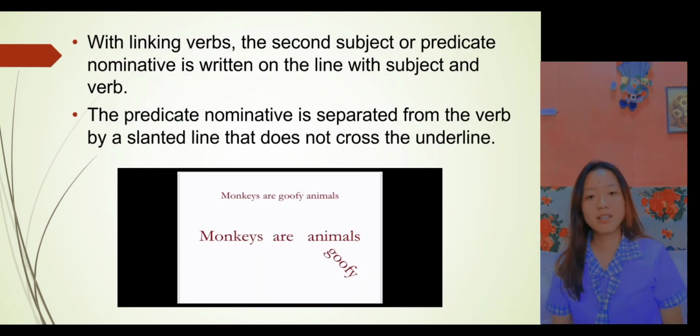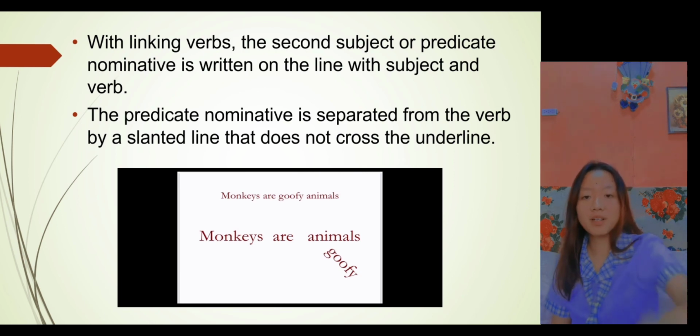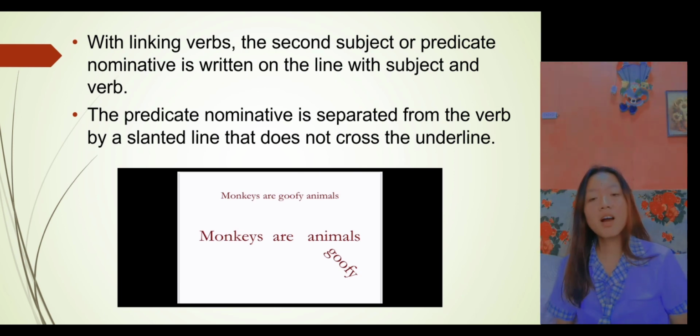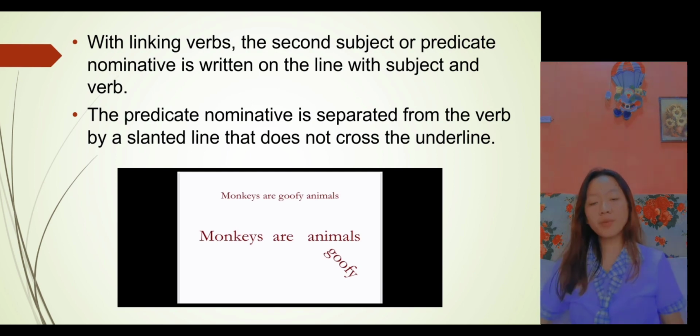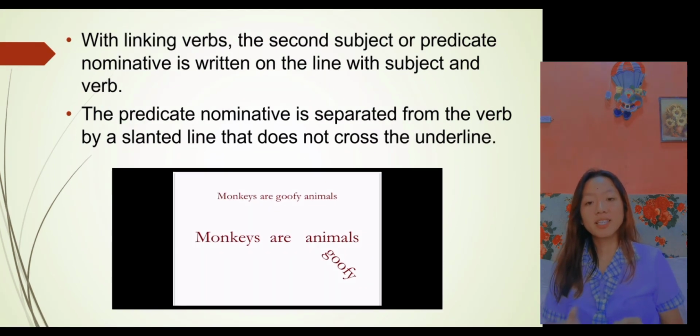In diagramming a sentence with a linking verb, the second subject or predicate nominative is written on the line with the subject and verb, and the predicate nominative is separated from the verb by a slanted line that does not cross the underline. In the sentence, monkeys are goofy animals. Monkeys is our subject, are is our linking verb, animals is our predicate nominative or the second subject, and goofy modifies the animals. Place our subject monkeys, the linking verb are, and the predicate nominative animals together and underline them.